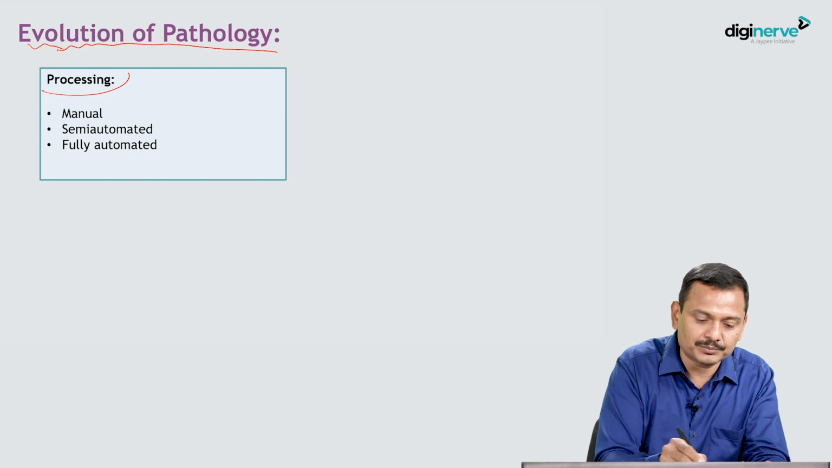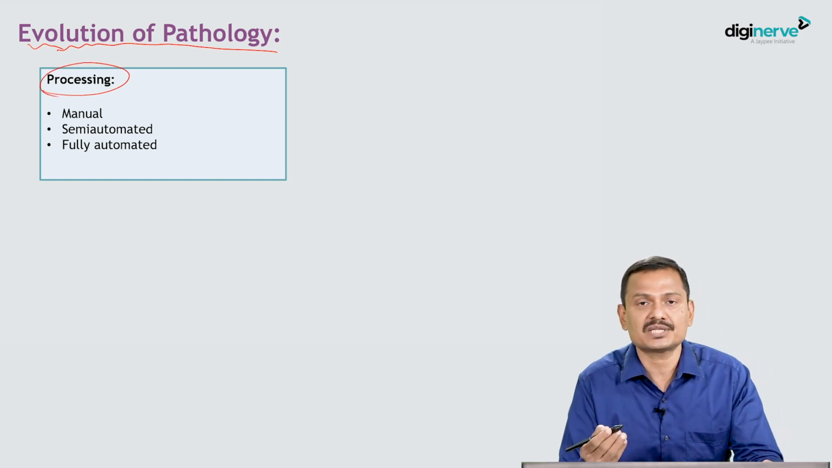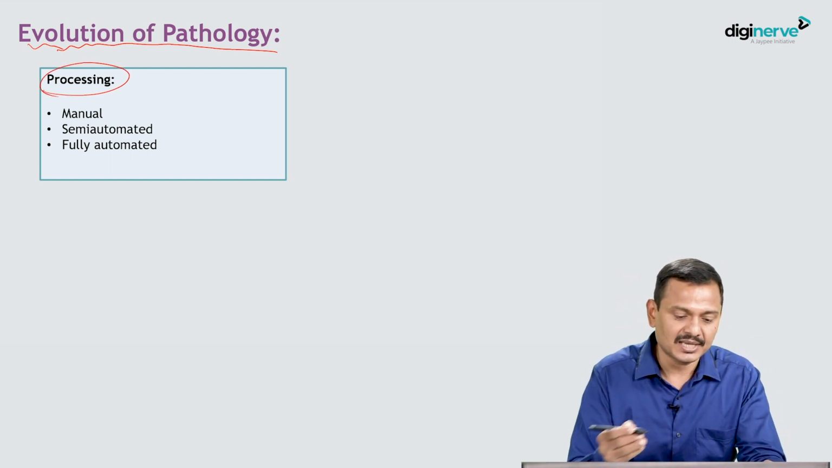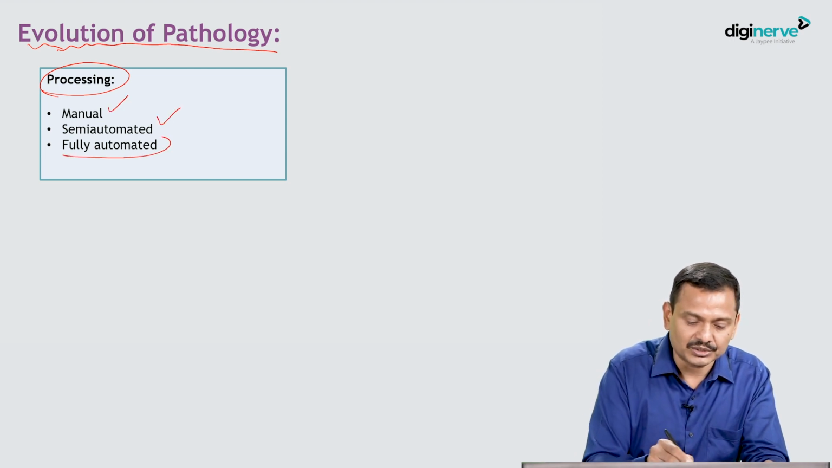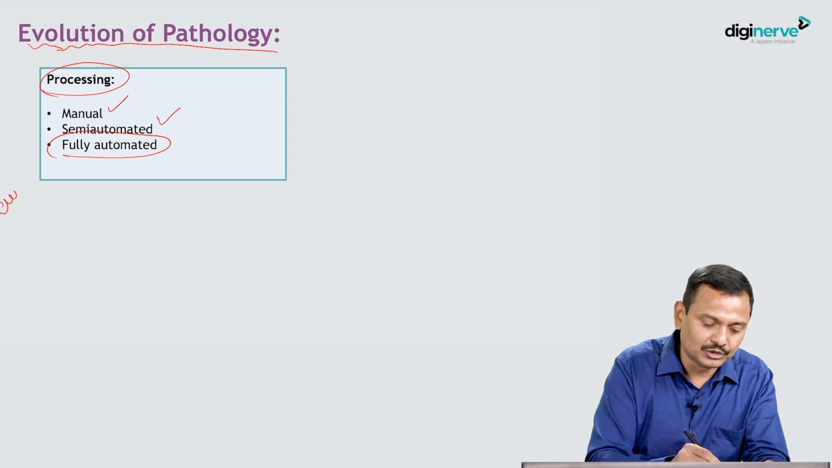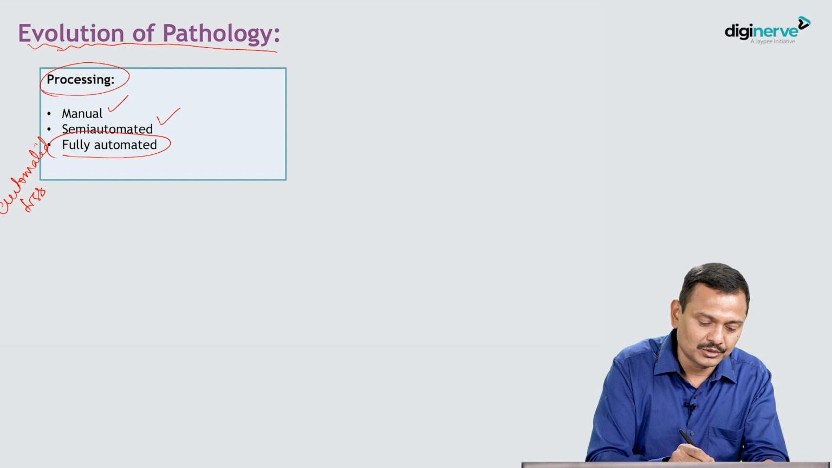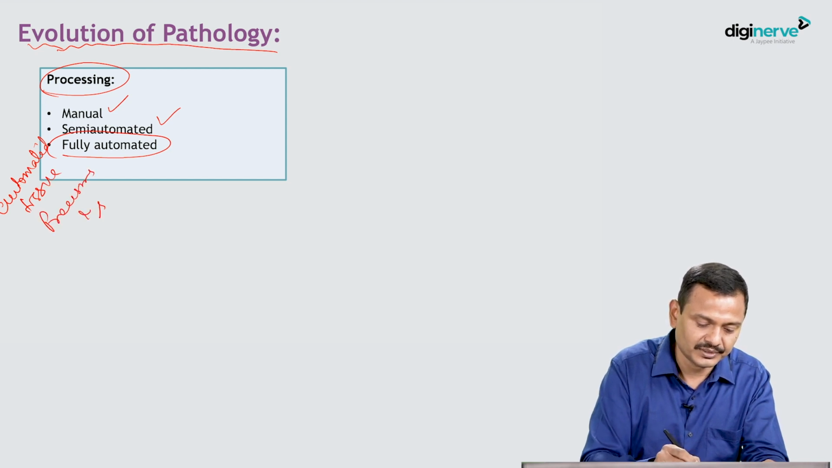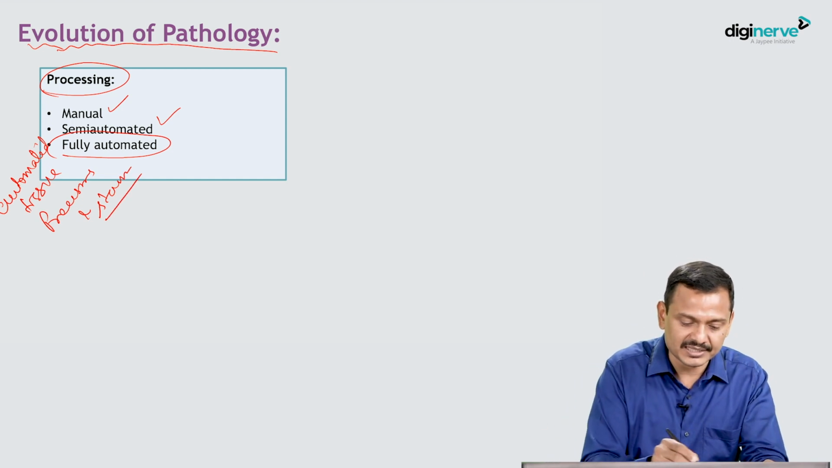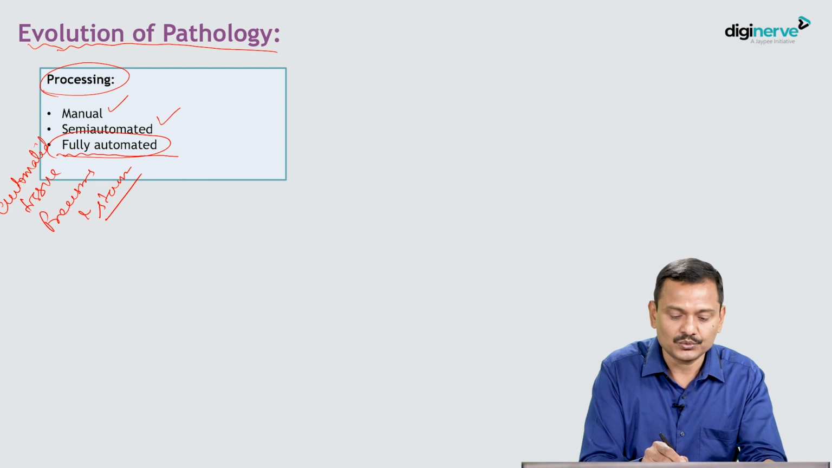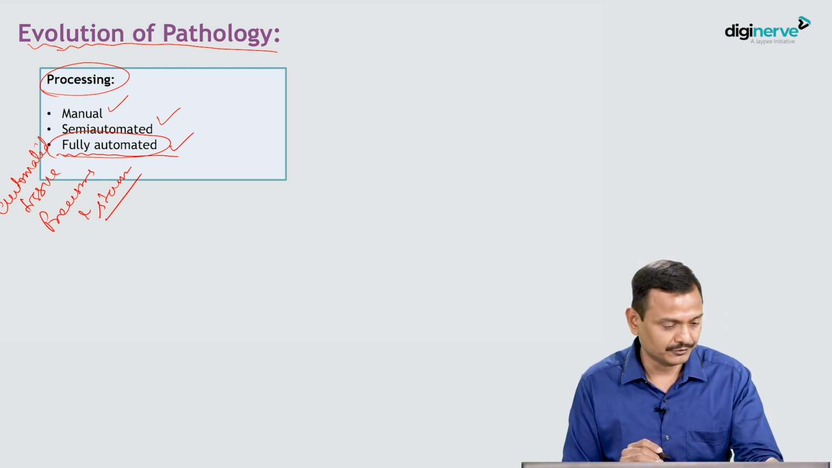So if you talk about processing, the way we process our tissues or body samples has evolved from manual method to semi-automatic to now we have fully automated tissue processors as well as stainers. So now we don't do it manually with our hand, there are machines which do all this work for us.